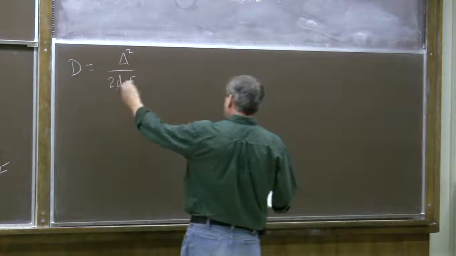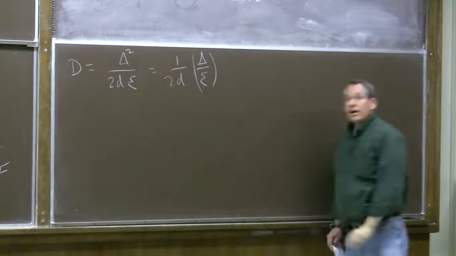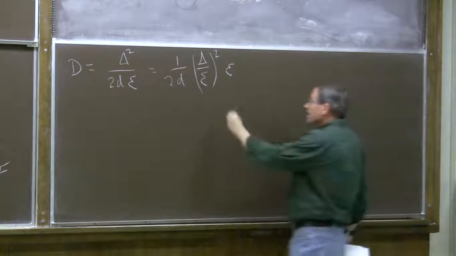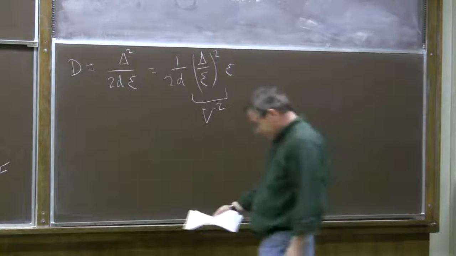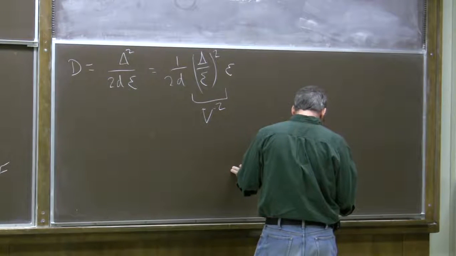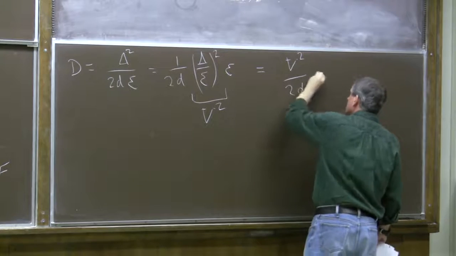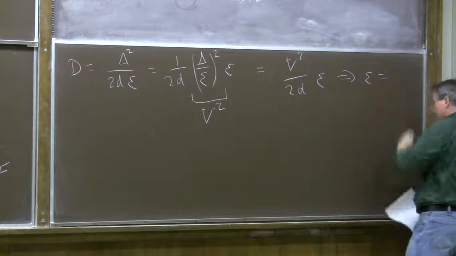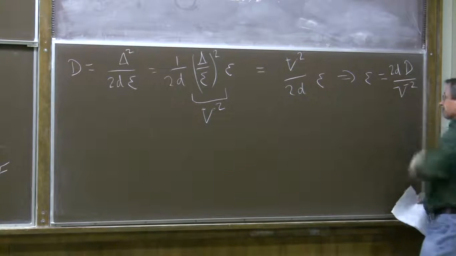I'd like to invite you to think of that as 1 over 2D times the square of the speed for the particle times the reset time. It's the speed squared for our diffusing particle. So that means, since this is v squared over 2D epsilon, I can write epsilon in terms of the diffusion constant. Epsilon is equal to 2D, the dimension, times big D, the diffusion constant, divided by the speed squared.